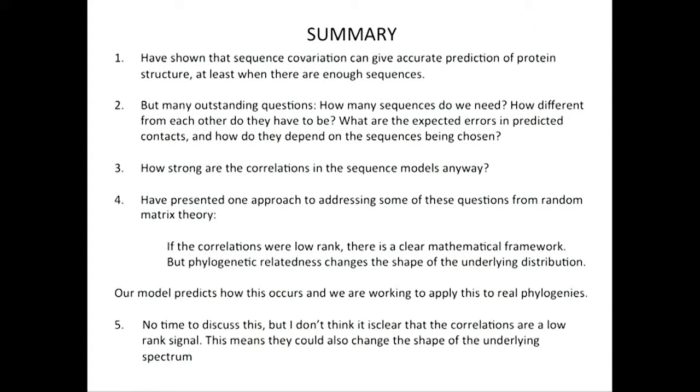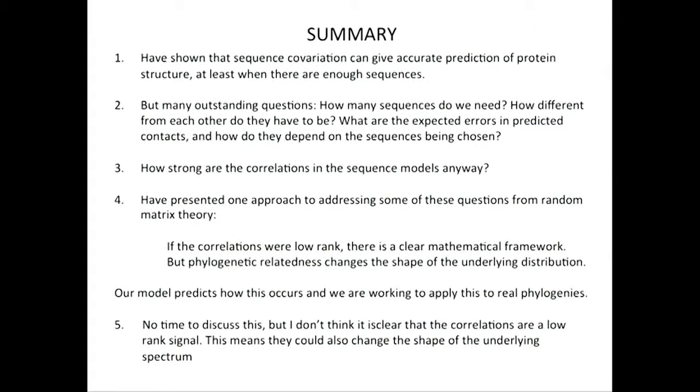I showed you a very simple toy model, but it's very unclear how strong the correlation should be. I just put ones and zeros in my toy model, and I added those interactions, but we don't really have a good idea about these interactions, their strength, or really even what they reflect. I've presented an approach to addressing some of these questions, which uses random matrix theory. I think it's true that if the interactions were low rank, or the signal was low rank, then there's a clear mathematical framework.